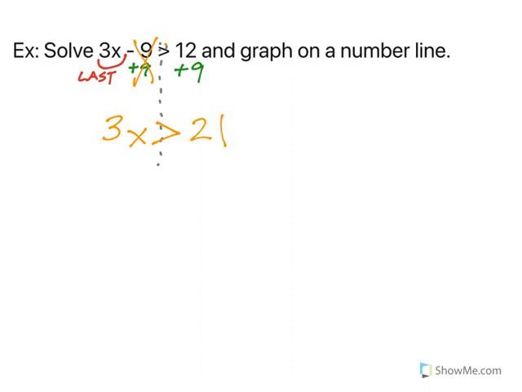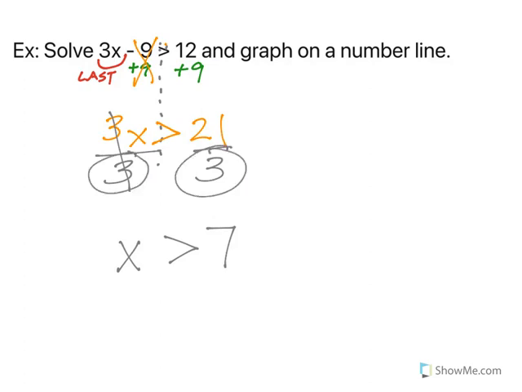Now at this point, I need to get the x by itself. Because I have 3 times x, I'm going to divide both sides by 3, because remember, we always do the opposite. So if we have a 3 times x, the opposite of that is multiplication. No. If you're multiplying, the opposite is division. Sometimes words are hard. So when we divide by 3, I have x is greater than 7. I don't flip the sign because notice what I divide by is a positive 3.